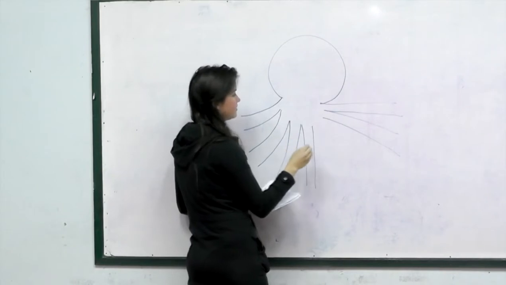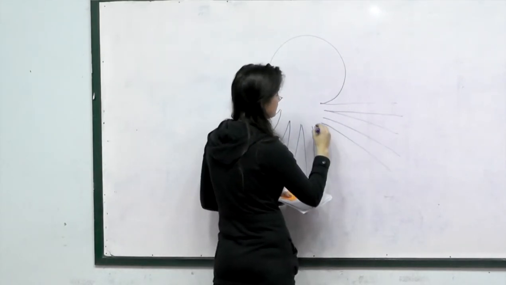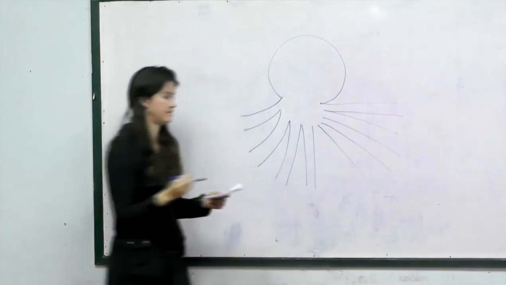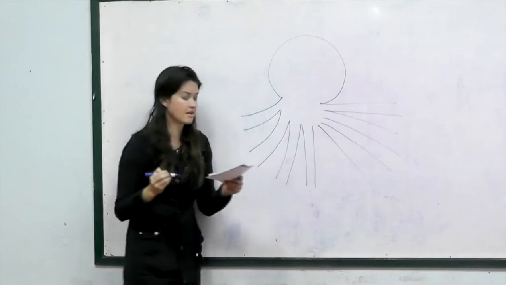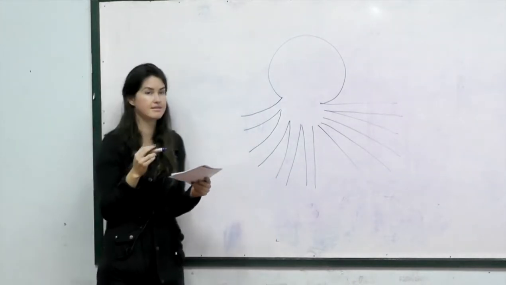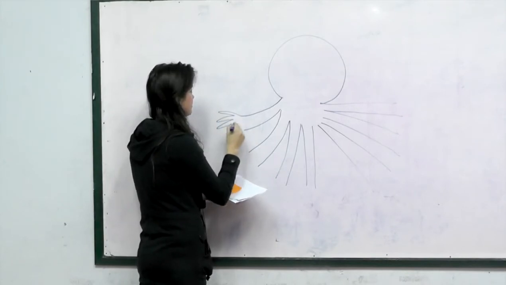1, 2, 3, 4, 5, 6. We're going to run out of places for all these hands. 7, 8. He's going to have some skinny little feet. Don't worry. Okay, he's got 8 hands and 32 fingers all together.